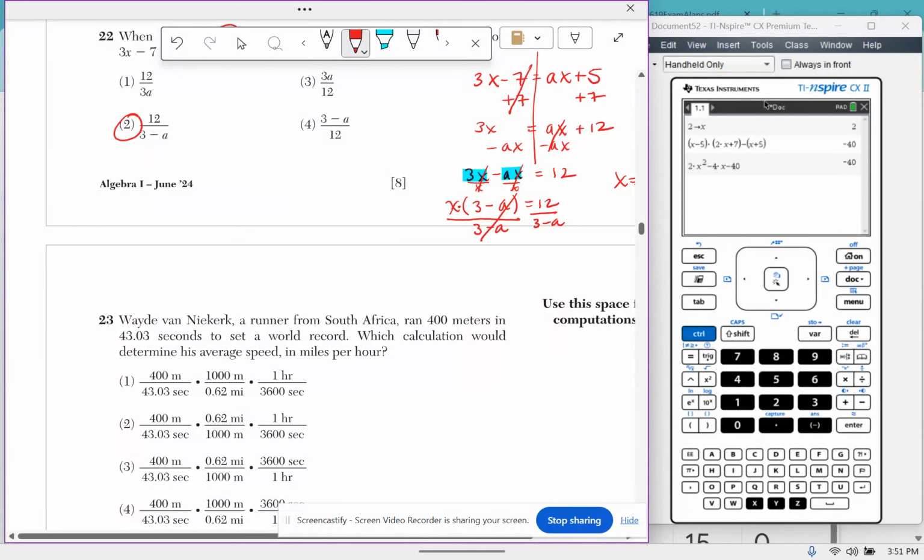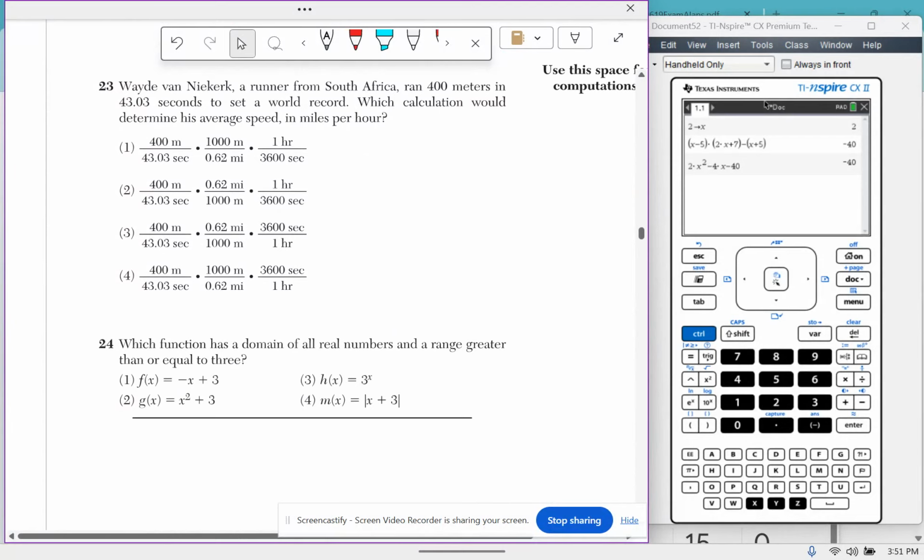Okay, question 23. It says, Wade van Niekerk, a runner from... that's actually a real person. I remember seeing him in the Olympics. Anyway, he ran 400 meters in 43.03 seconds to set a world record. Which calculation would determine his average speed in miles per hour?